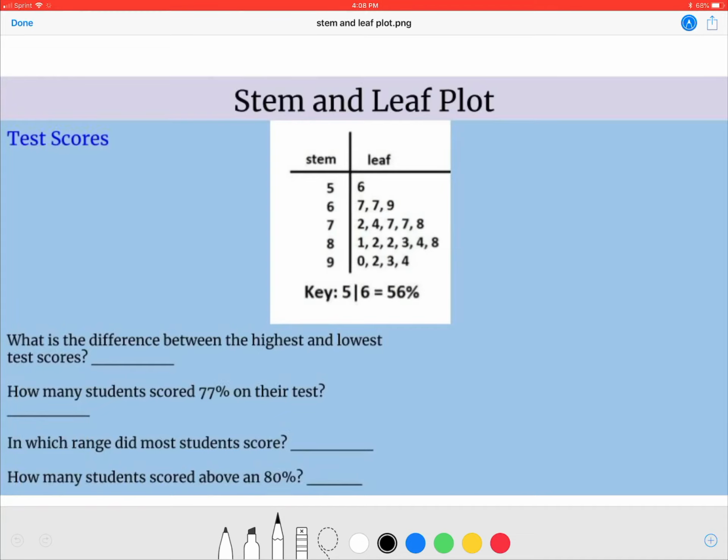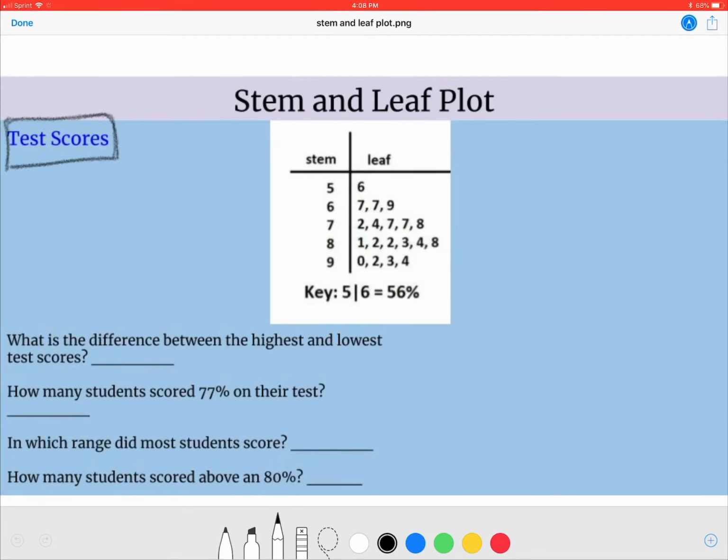Okay, so we are moving on to a new type of graph. Last week we talked about dot plots. This week we're going to talk about something new, and it's going to be something completely new for your brain. It's called stem and leaf plots, and a stem and leaf plot is just another type of graph to organize data.